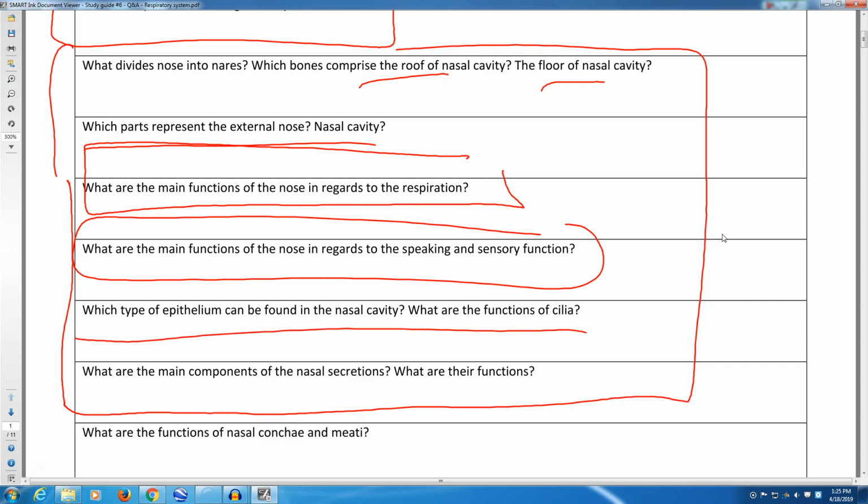Epithelium. Please know your epithelium. In the nose, it's pseudostratified columnar ciliated. The function of cilia is to move mucus. Regarding the nasal secretions, what you need to know: nasal secretions contain lysozyme and immunoglobulin A. And that's about it. Lysozyme is probably most important, it is antibacterial.